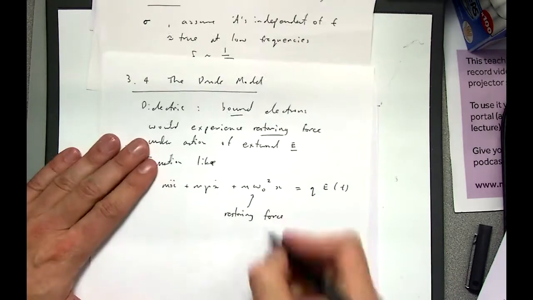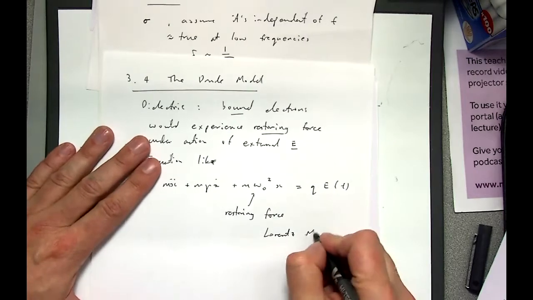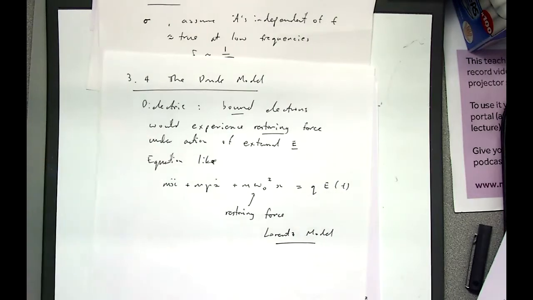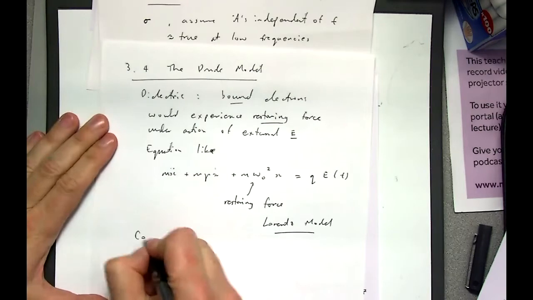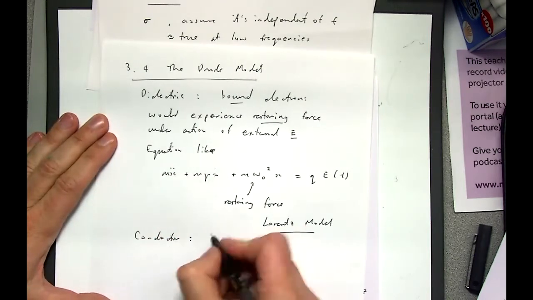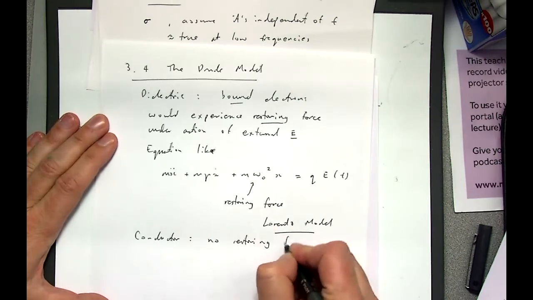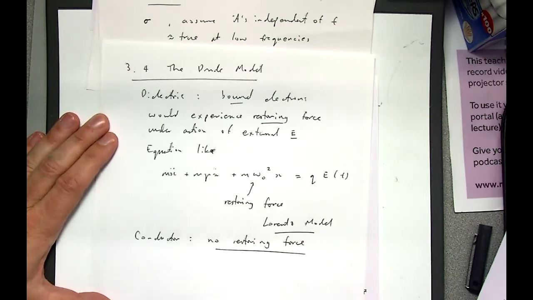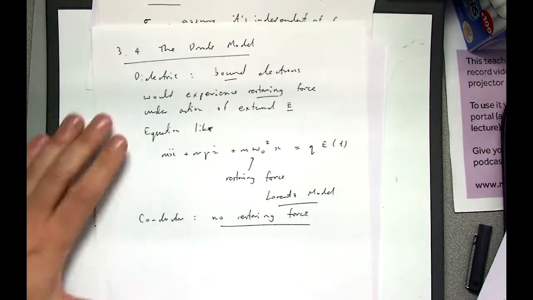Now, that's called the Lorentz Model, this time with a T. So we've done that already, right? Now, what's different about a conductor? Well, of course, our basic statement about the motion of electrons in a conductor is that there is no restoring force, which obviously is going to change the behavior of the motion.